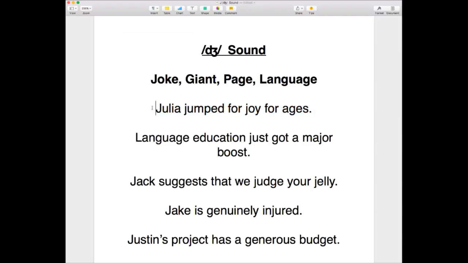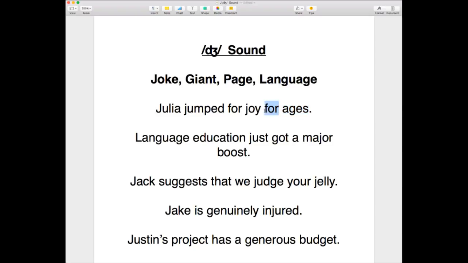Julia is a lady's name. Julia. Jumped for joy for ages. Ages means a very long time. A very long time. So Julia jumped for joy for ages.